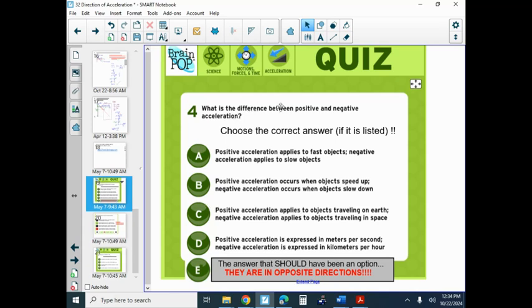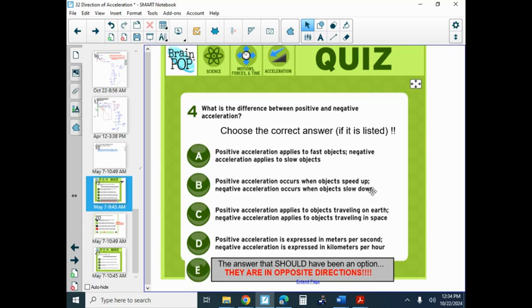What's the difference between positive and negative acceleration? I've added in "choose a correct answer if it's listed," but really, it wasn't listed originally. Spoiler alert. So, positive acceleration applies to fast objects. Right away, I'm like, no. Positive acceleration occurs when the object speeds up. Negative acceleration occurs when the object slows down. That's probably the one they thought was right, but that's not right.